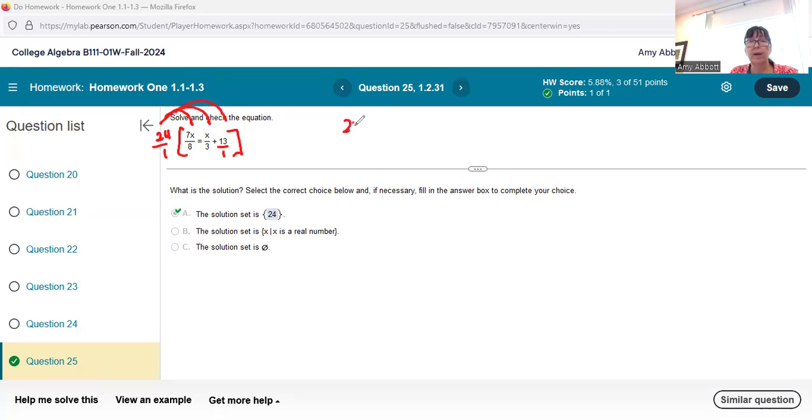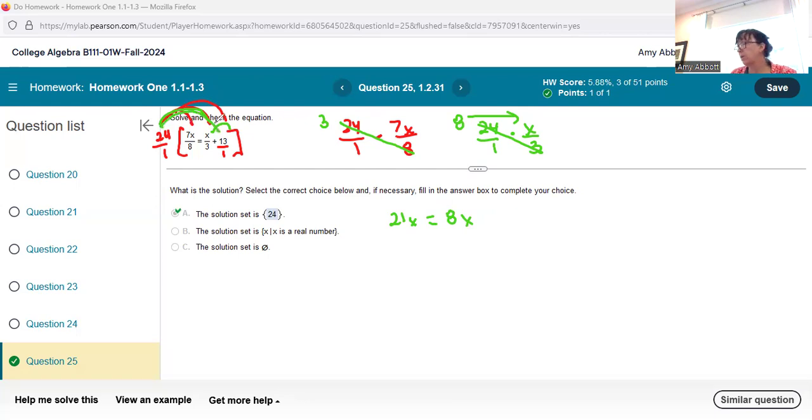So doing the first one, you've got 24 times 7x over 8. It's going to clear away that denominator because you can cancel 8 into 24 3 times, and then 3 times 7, 21x. Then the next one, 24 times x over 3. Again, cancel. 3 goes into 24 8 times, and you've got 8x. And last of all, 24 times 13 gives you 312.